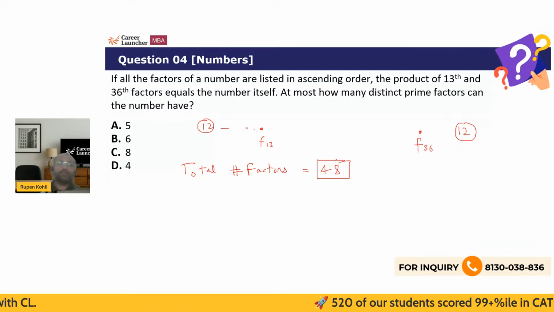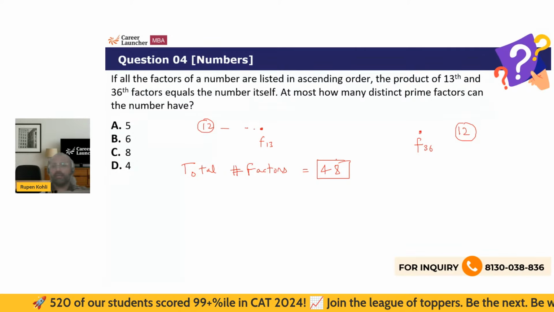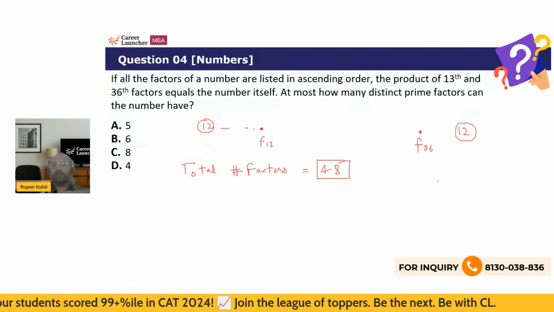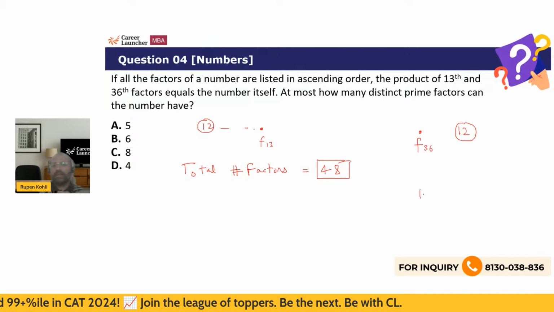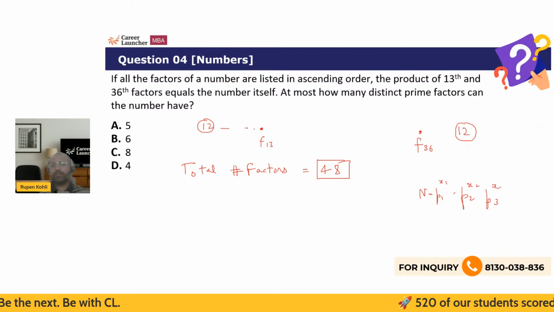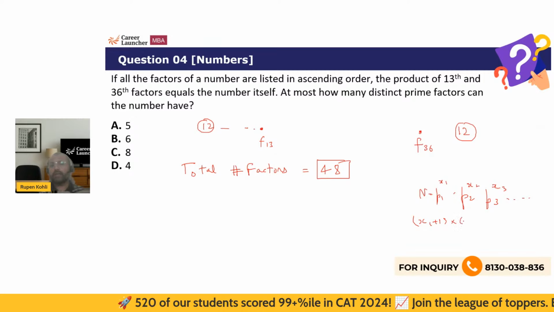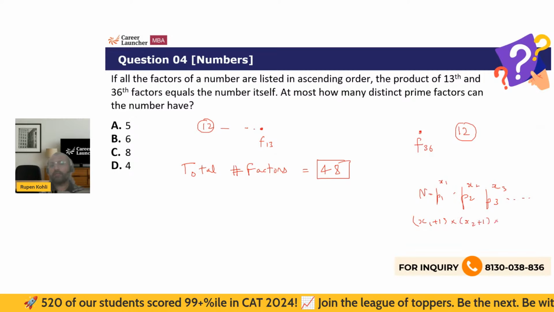We know that the number of factors is obtained by incrementing the power of each prime factor by 1 and multiplying that all together, right? So if a number n is of the form p1 power x1 into p2 power x2 into p3 power x3 into p4 power x4 and so on, then the number of factors is given by the formula (x1 plus 1) into (x2 plus 1) into (x3 plus 1) and so on.